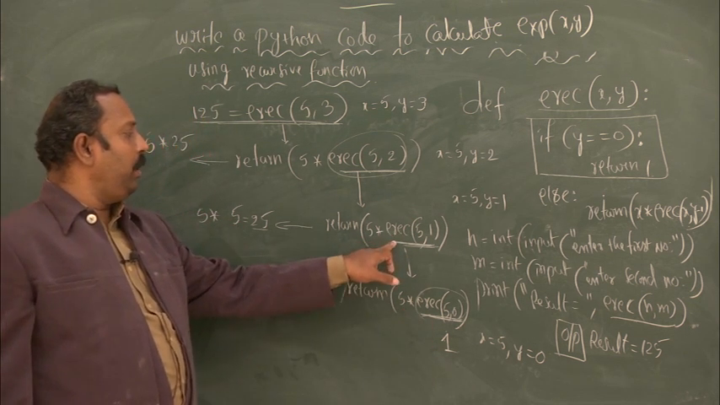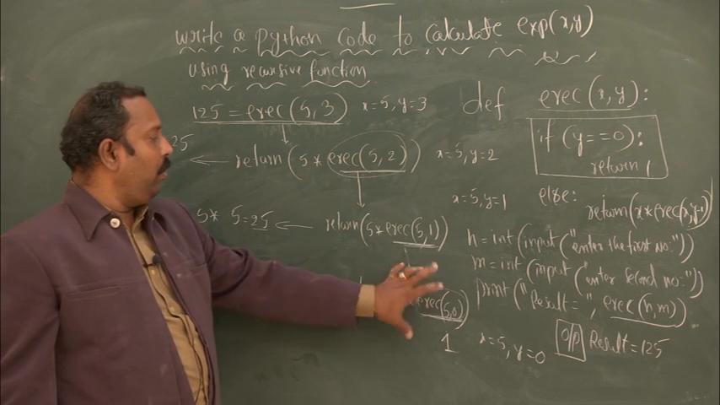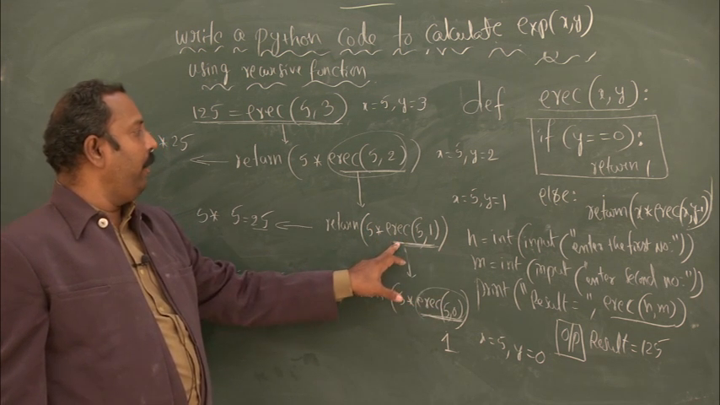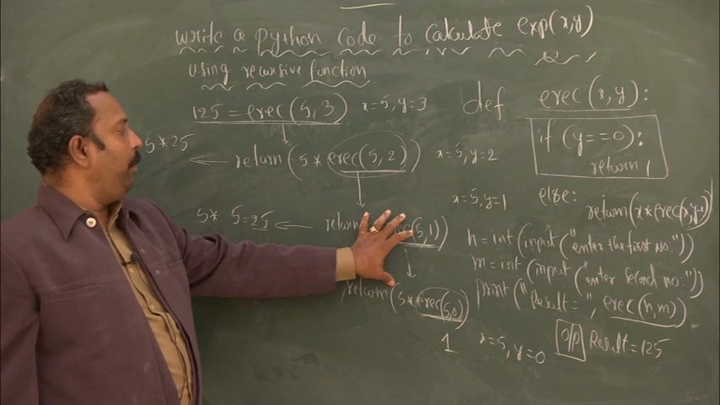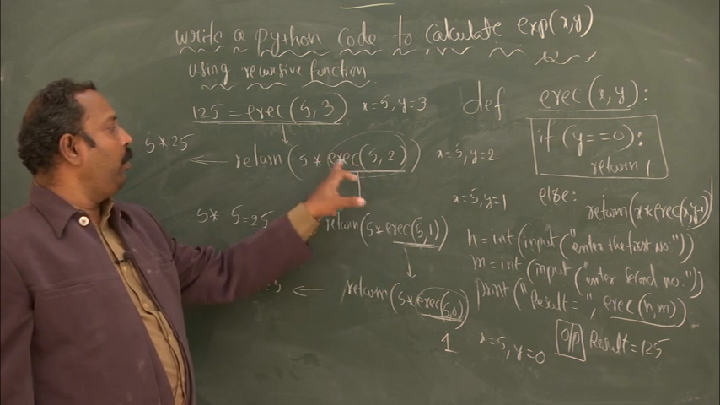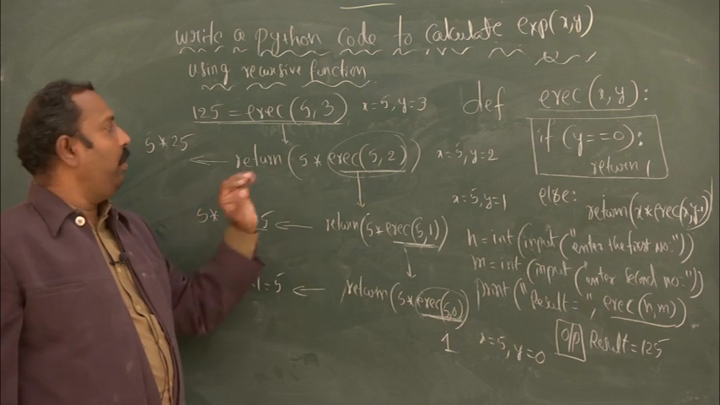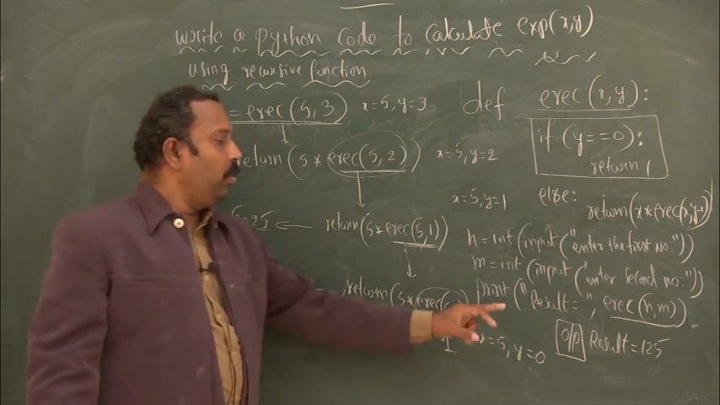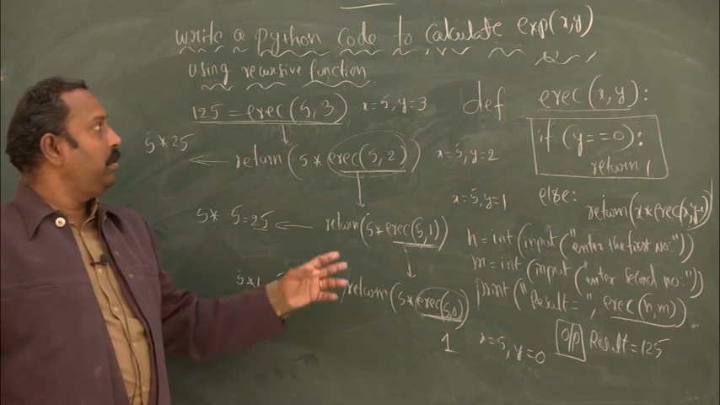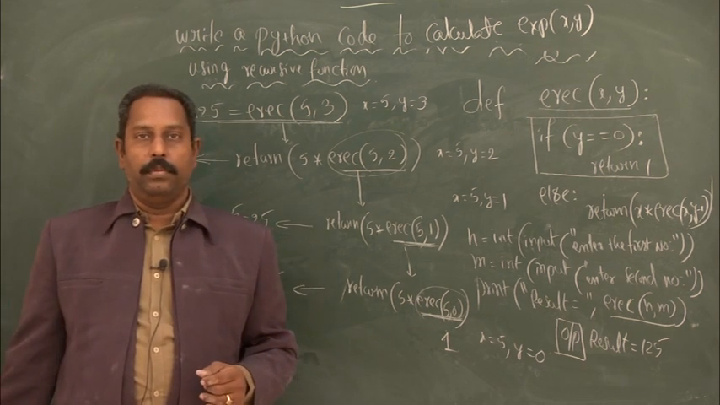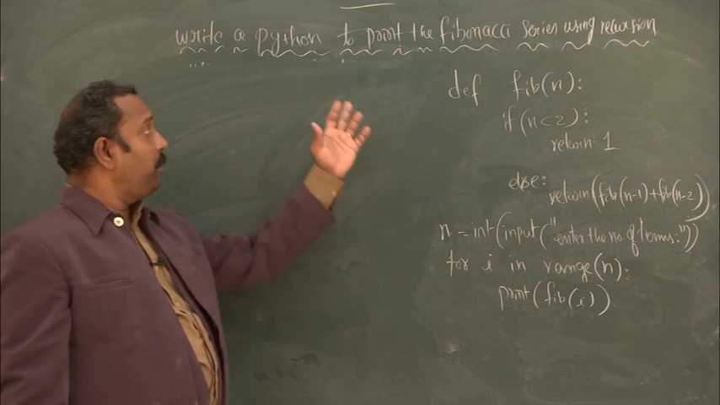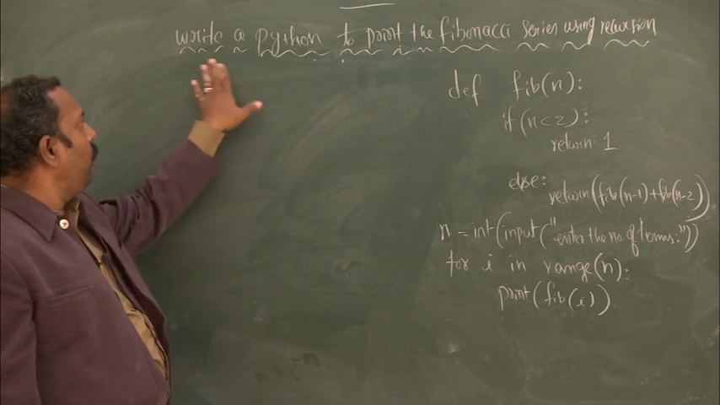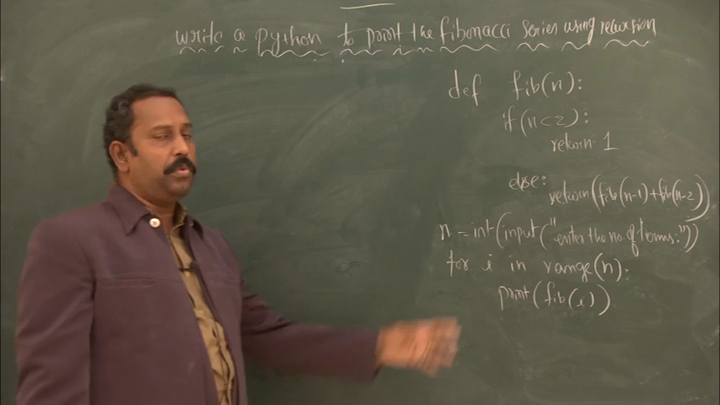Again that will be substituted here, 5 into 5, for this function call you got value 5. 5 into 5, that is 25. That will be substituted here. So 5 into 25, you will get the value 125. That will be returned here. That's how we got the output 125. So this is the program. Now the next program is to write a Python code to print the Fibonacci series using recursion.